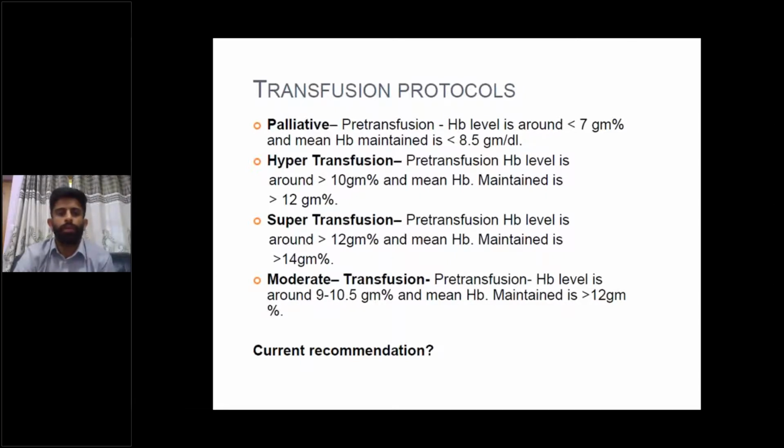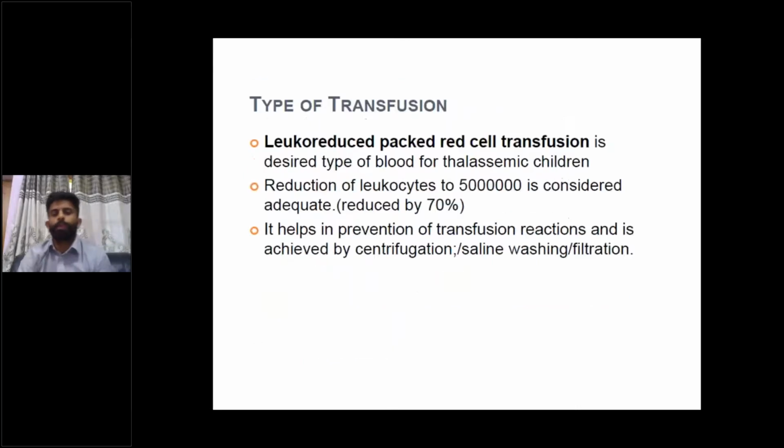That is palliative therapy. And hypertransfusion is pre-transfusion HB level is around greater than 10 and mean HB level maintained is greater than 12. So from above 10 to above 12. Super transfusion is from above 12 to above 14. Moderate transfusion is around 9 to 10.5 and mean hemoglobin maintained is greater than 12. So moderate transfusion is probably the current recommendation because it's the easier one to maintain. The palliative one is only done as palliative treatment, but the consensus is to maintain a moderate level of hemoglobin, that is around 12. The type of transfusion is a leuko-reduced packed red cell transfusion for thalassemic children.